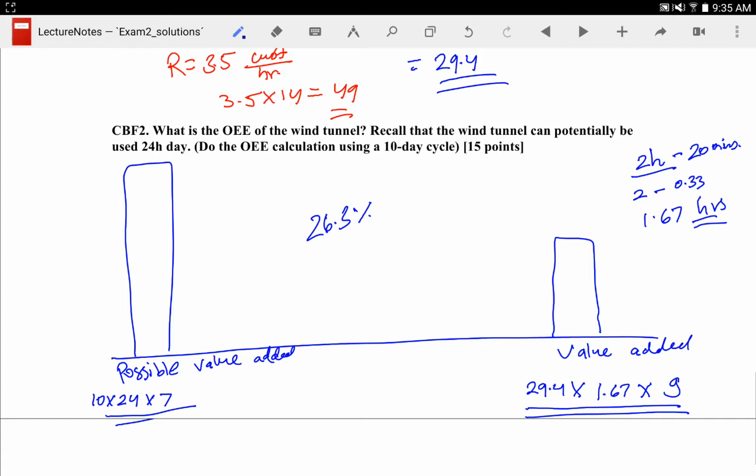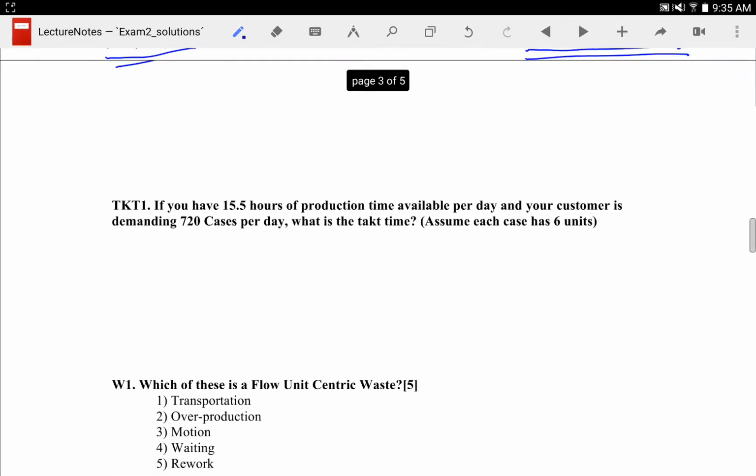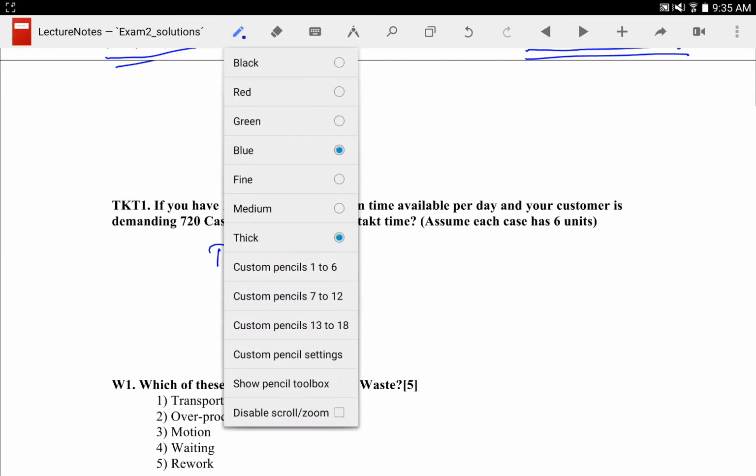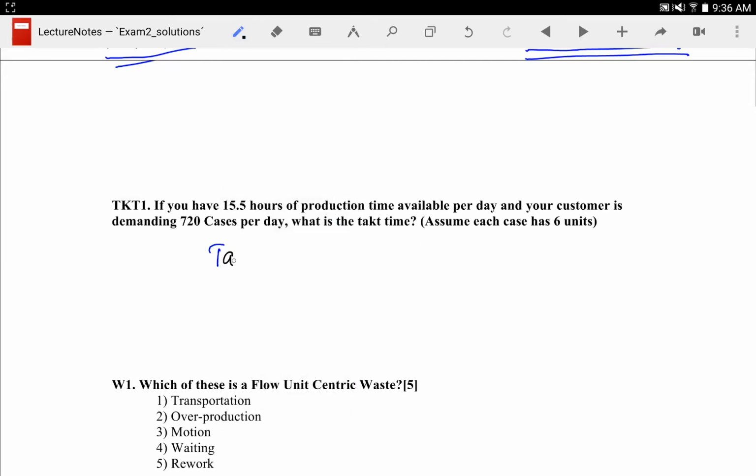Alright, the next question is, if you have 15.5 hours of production time available, and the customer is demanding 720 cases per day, what is the takt time? Well, takt time is the available time divided by how much you have to produce in that available time.